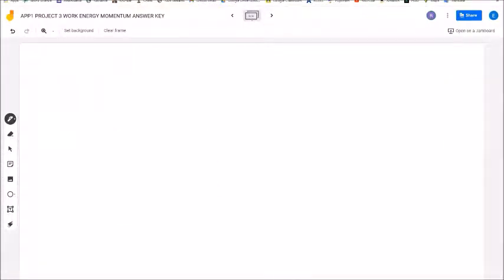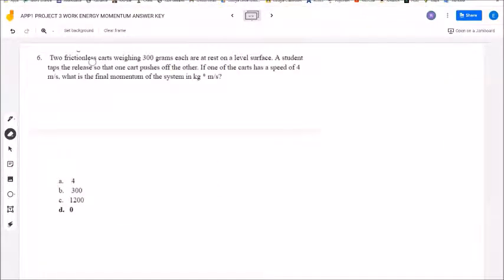Number 6. Two frictionless carts weighing 300 grams each are at rest on a level surface. A student taps the release so that one cart pushes off the other. If one of the carts has a speed of 4 meters per second, what is the final momentum of the system in kilograms times meters per second?